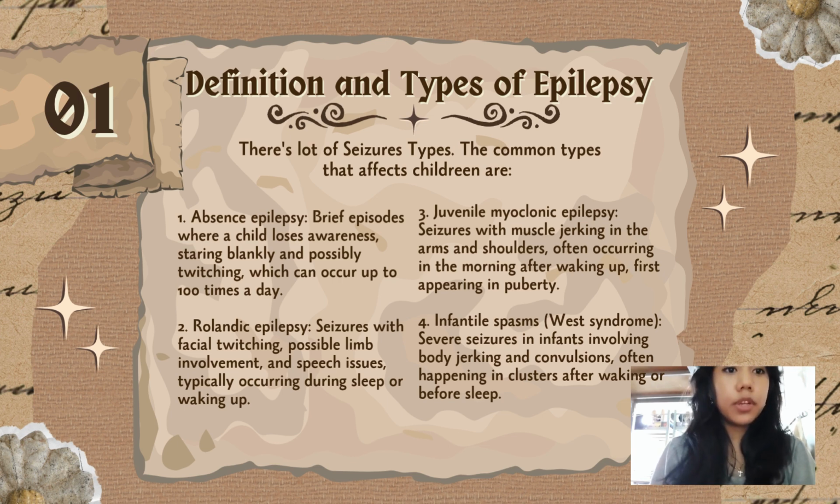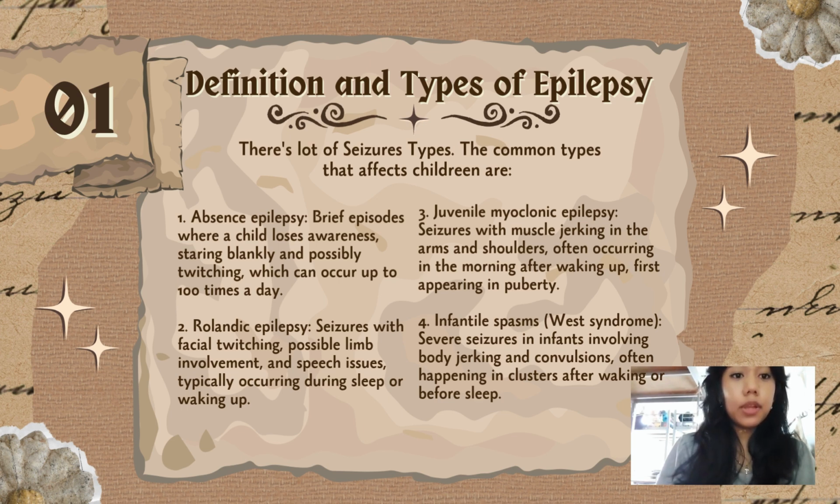The third one is juvenile myoclonic epilepsy, a type of epilepsy that first arises in puberty. The seizures involve muscle twitching and jerking movements of the arms and shoulders. They usually happen in the morning after waking up. The knees sometimes give way too.